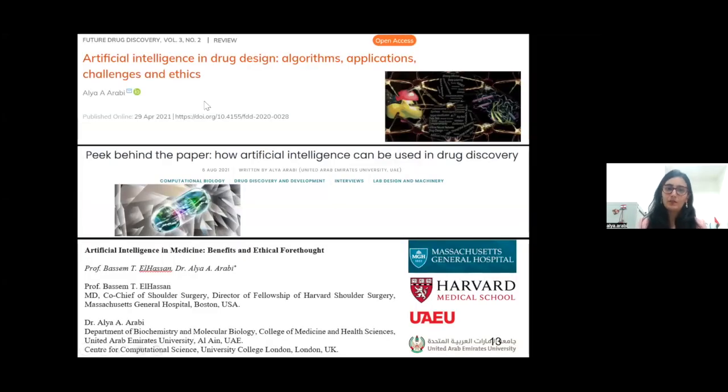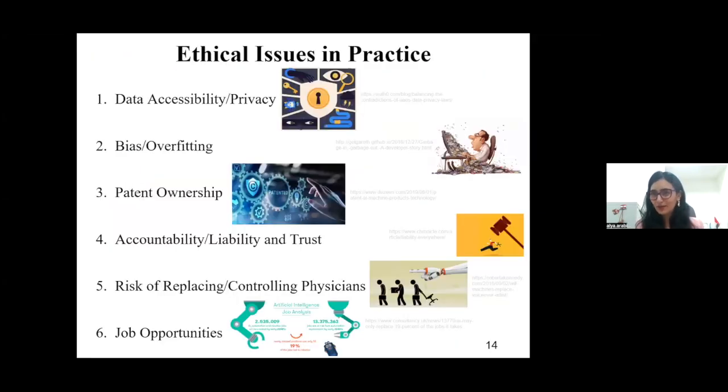We have several publications that talk about these things, and I will only highlight the most important ones, including, for example, data accessibility for smaller groups versus bigger groups. Usually bigger groups can manage to get access to data much more easily, which is probably not as fair. Data privacy: patients, even if anonymous, don't want their data to be used for training.